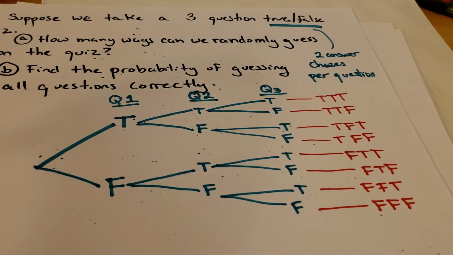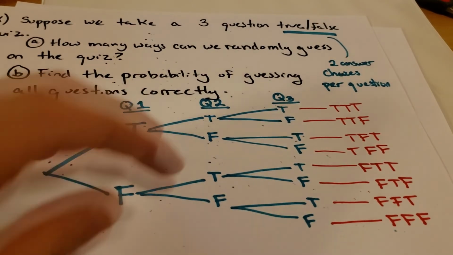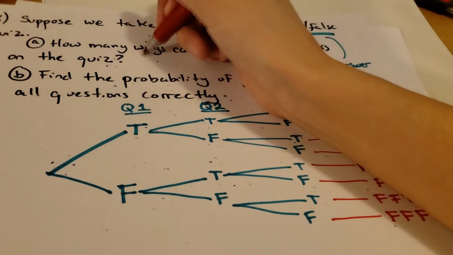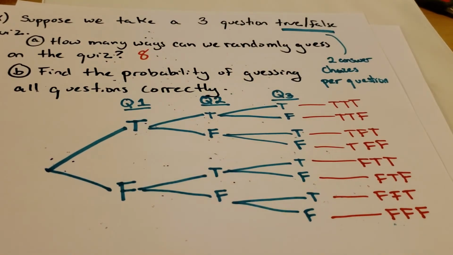Now, question A is asking us how many ways can we randomly guess? So we could go through, count up all of these possibilities. We see there's 8 different ways to guess. So there's 8 ways to guess.